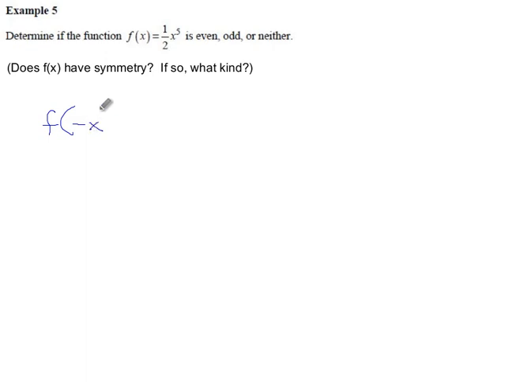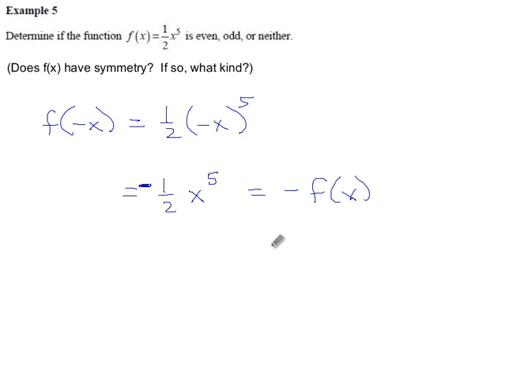F of negative x equals 1/2 times negative x to the 5th power. What do you think? What happens? There's an odd number of negatives here, which means one of them is actually going to get through. 4 of them will cancel, and the 5th will survive, and we'll get minus 1/2 x to the 5th power. That is exactly our original function, except it's got a negative sign out front. So this is negative f of x, which means this function has odd symmetry.